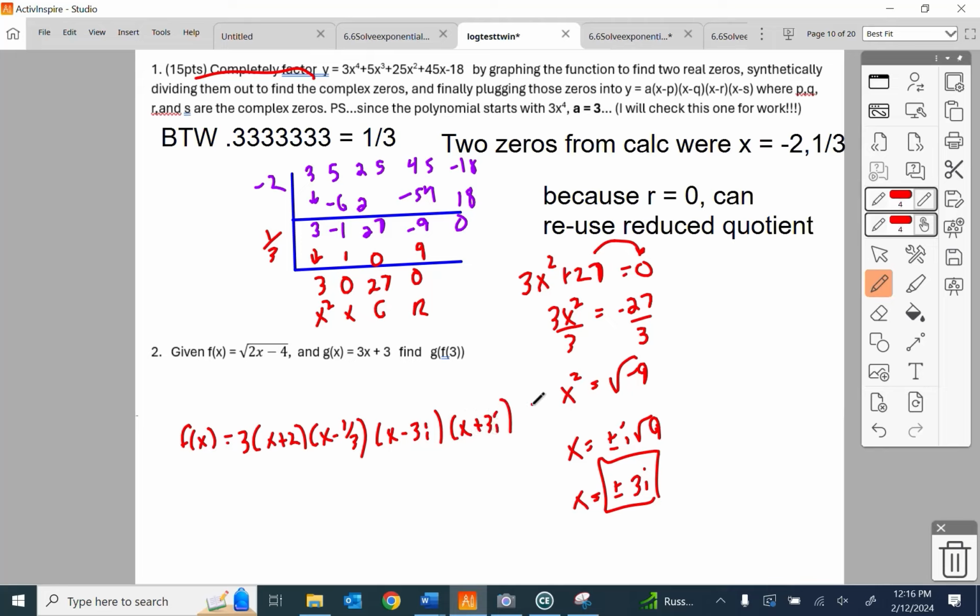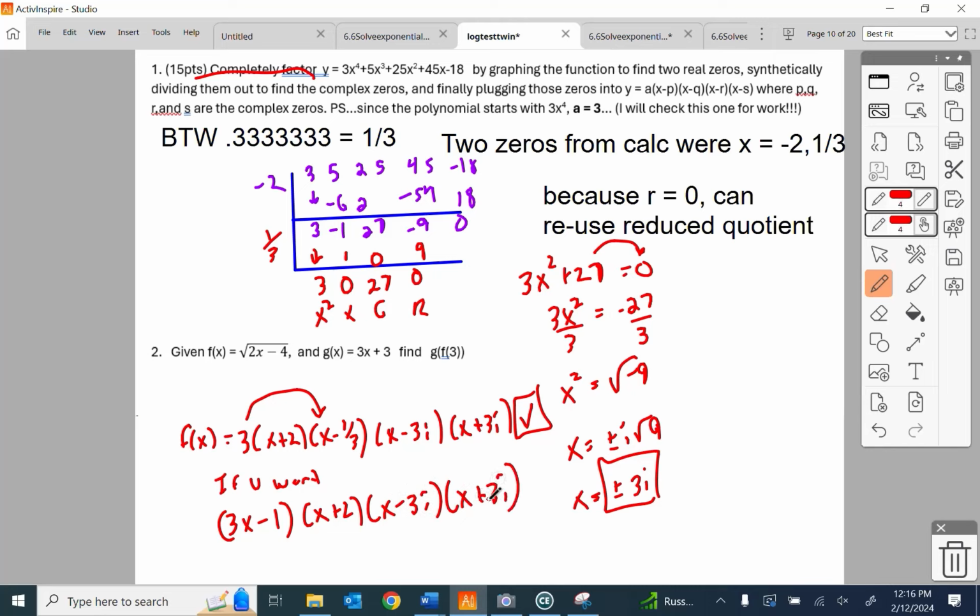Now, this is a very good stopping point. If you want, do this. Once again, if you want. 3 times x is 3x. 3 times the negative third is minus 1. And it just makes the thing look prettier, because now I have factors that don't have fractions there. And again, it's an if you want. If you don't want to do it, don't do it.